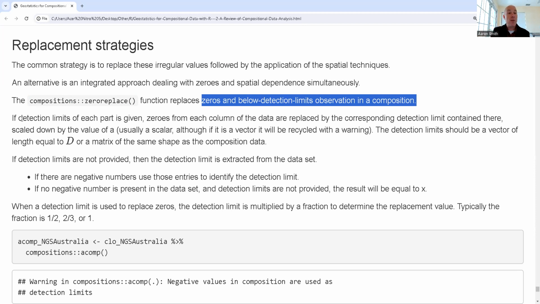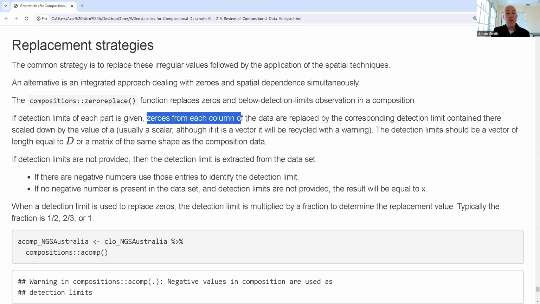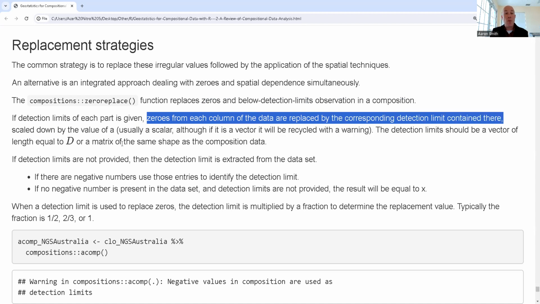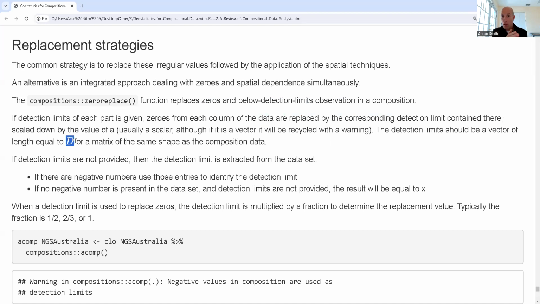If detection limits of each part is given, zeros from each column of the data is replaced by the corresponding detection limit contained there, scaled down by a scalar value. That scalar value by default is 2/3. The detection limit should be a vector of the length equal to the number of fields I have in my composition, or a matrix of the same shape as the composition data. And so if I have a vector corresponding to the number of columns that I have in my composition, then I'm applying that criteria to the entire column.